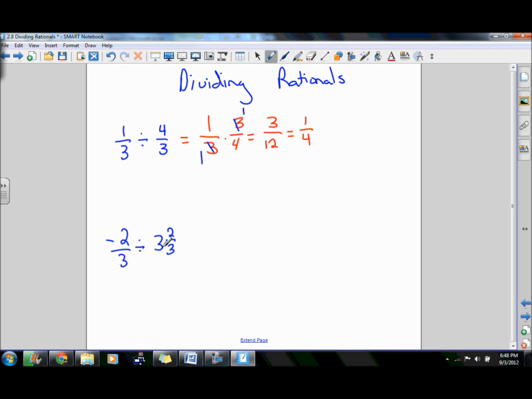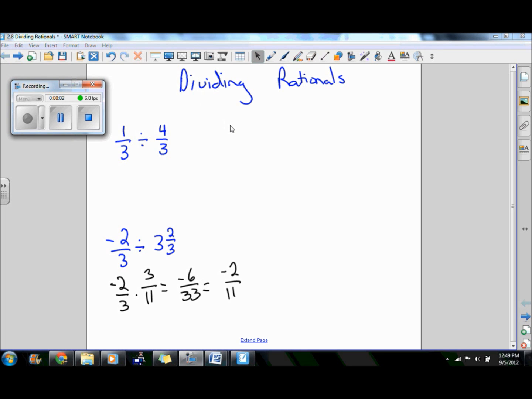Here we have to turn this into an improper fraction first. So we get 3 times 3 is 9, plus 2 is 11. So I get negative 2/3 divided by 11/3. Now we flip the second fraction. Negative 2 over 3 times 3 over 11. Negative 2 times 3 is negative 6. 3 times 11 is 33. And we cannot simplify this, so that's our answer. Actually, we can simplify negative 6 over 33 down to negative 2 over 11.